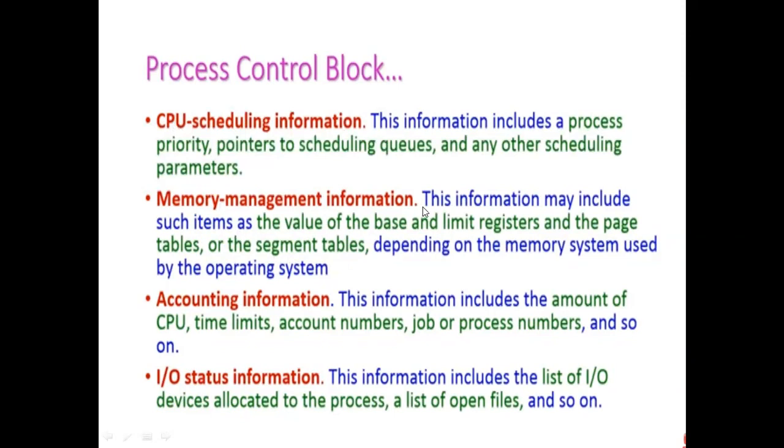Memory management information may include the value of the base registers and limit registers, the page tables or the segment tables, depending on the memory system used by the operating system. The accounting information includes the amount of CPU time used, time limits, account numbers, job numbers or process numbers, and so on.